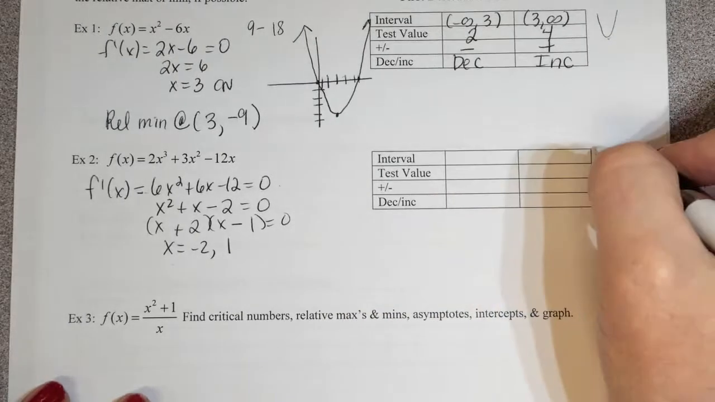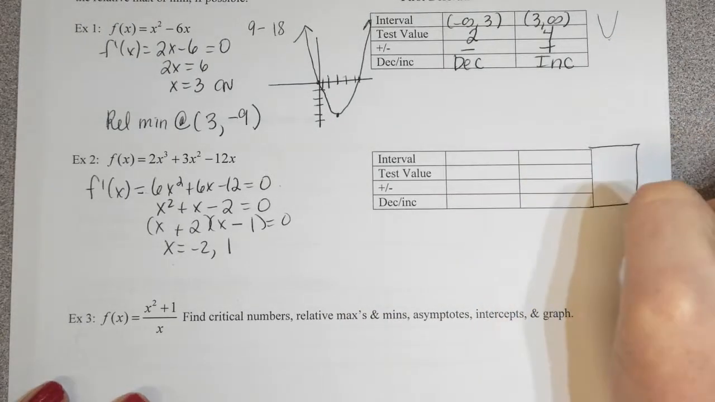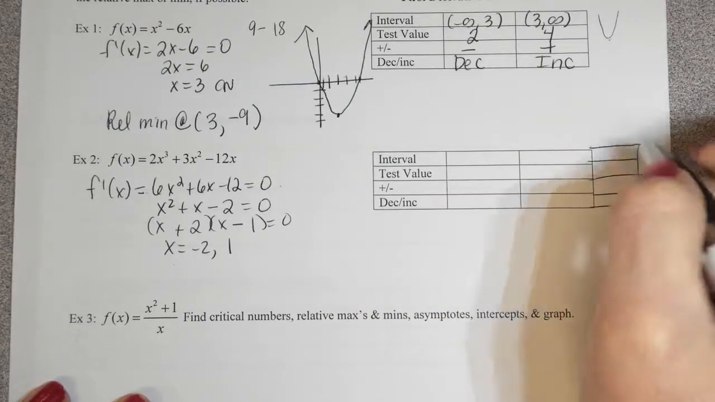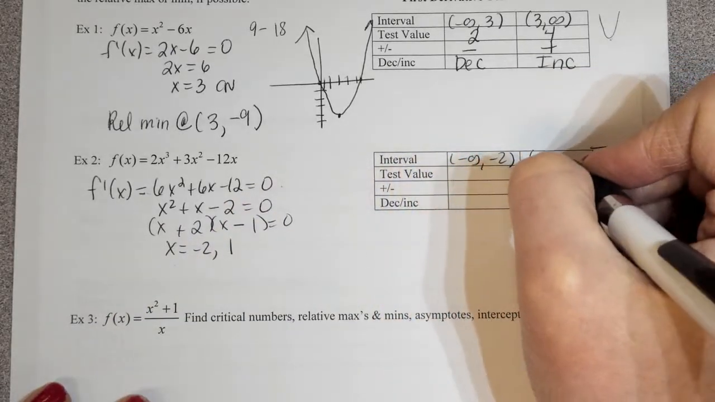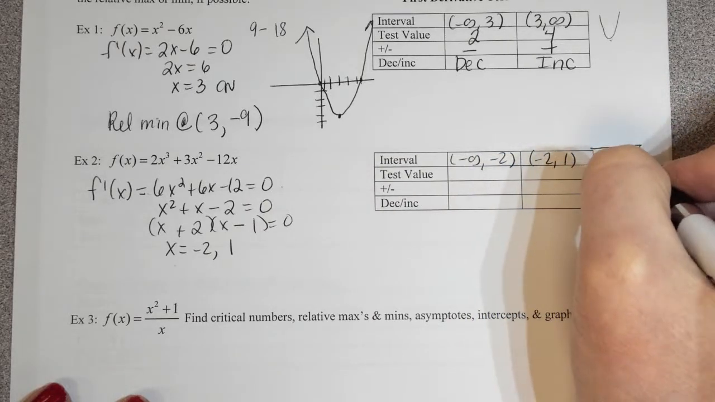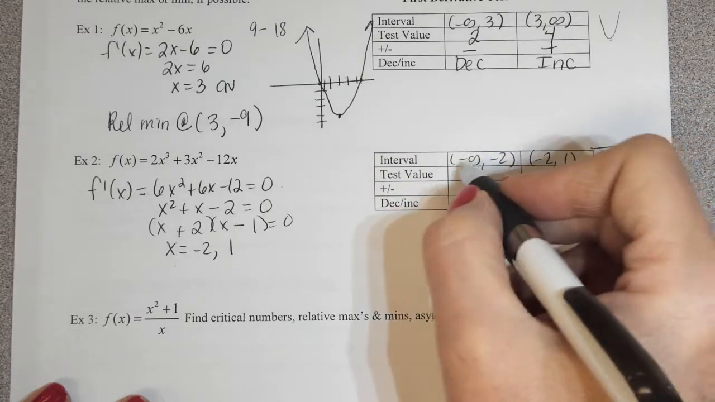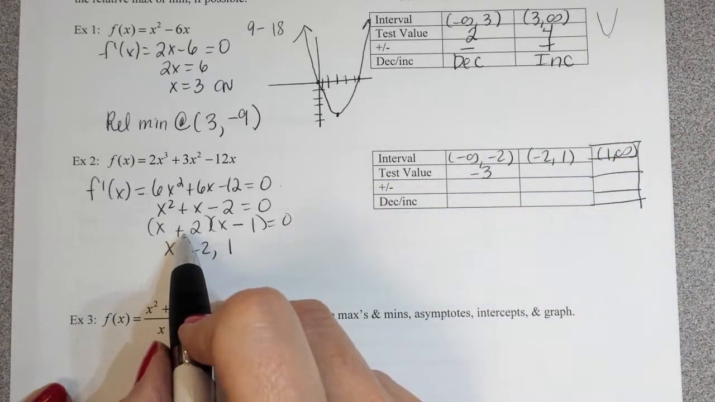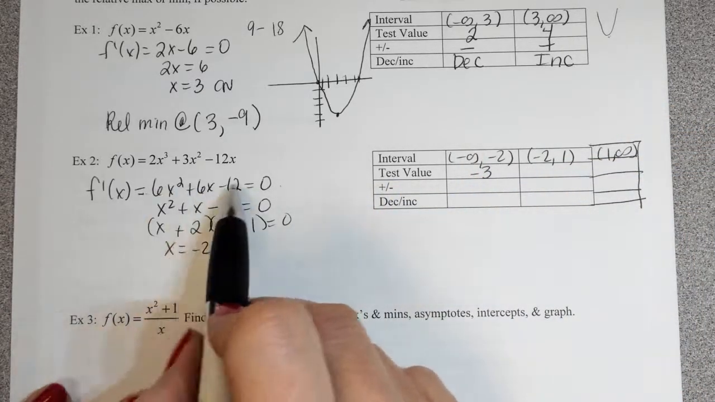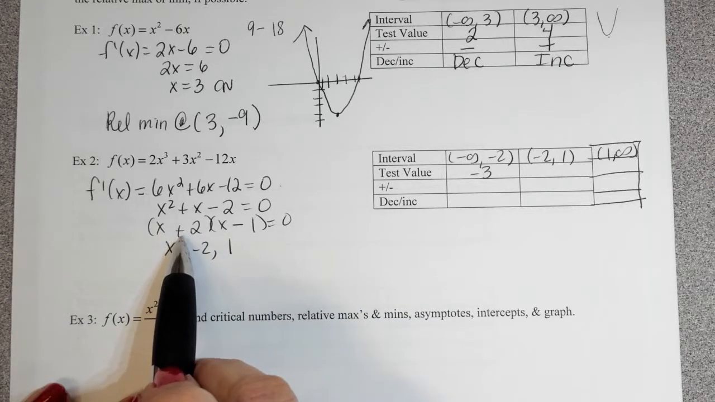So I'm going to have to add on another column to my chart, because I'm going to have to go from negative infinity to negative 2, from negative 2 to 1, and from 1 to infinity. I can test any number in this interval. I'll choose negative 3. I'm plugging that back into my derivative. It's harder to plug it in here than here. I'm going to plug it in here.